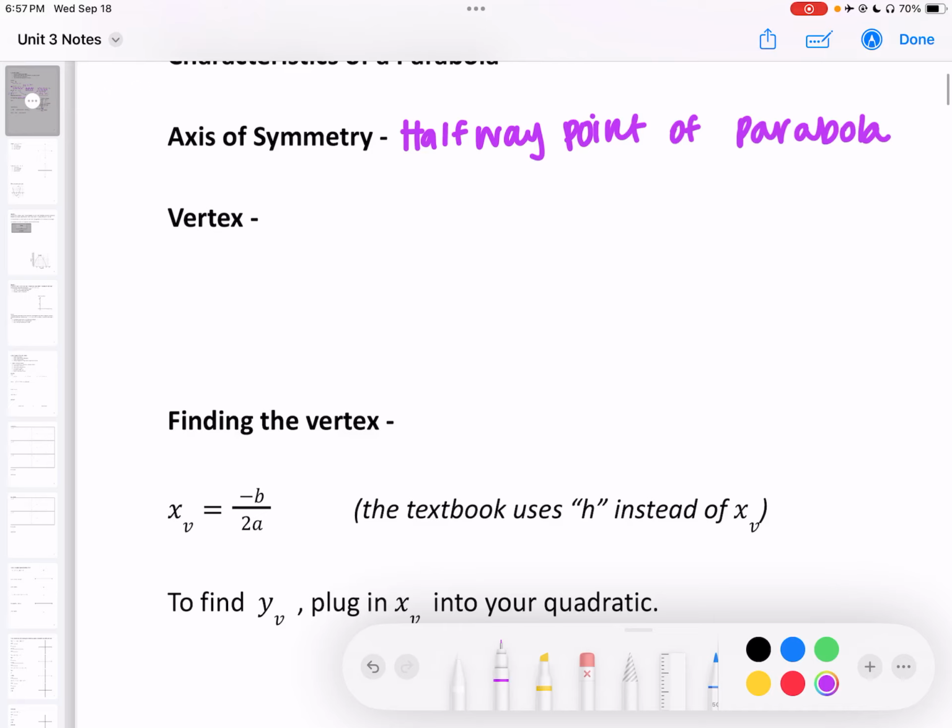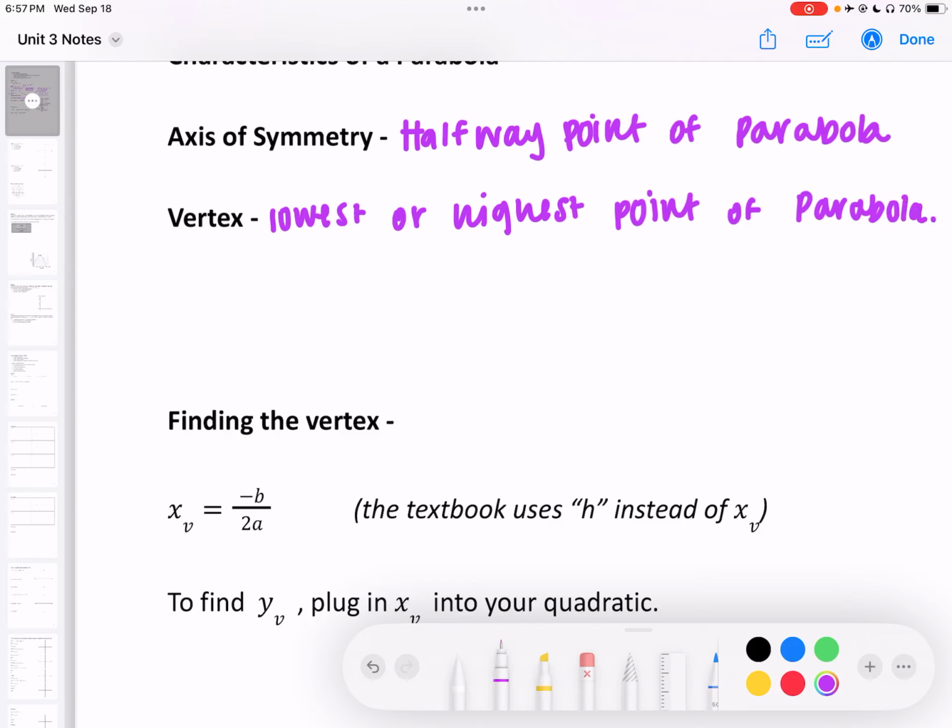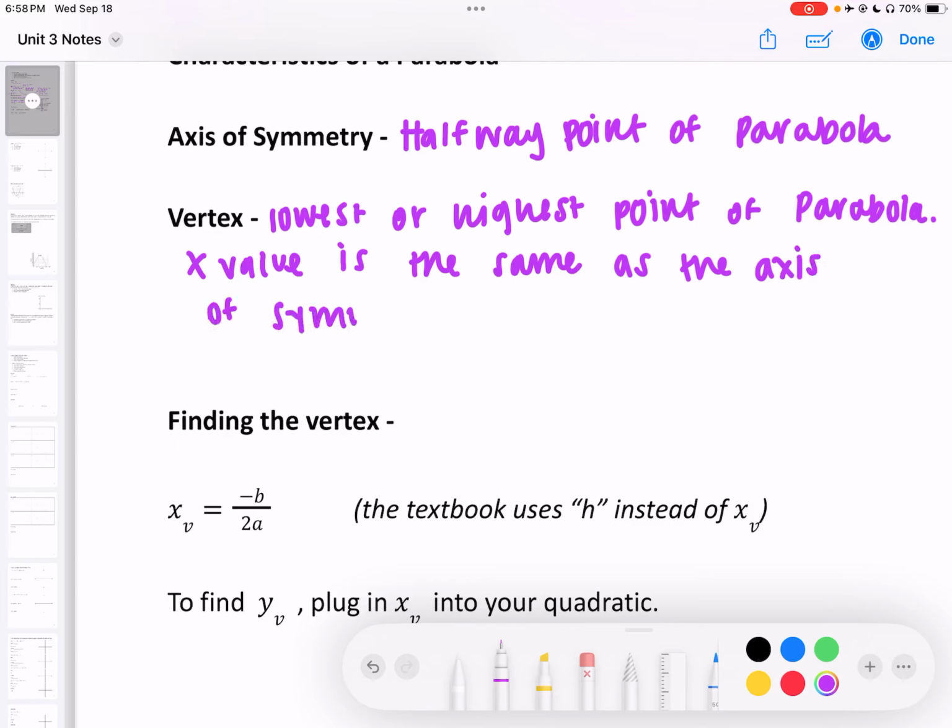It is the lowest or highest point of the parabola, depending on if it's positive or negative. The x value is the same as the axis of symmetry.